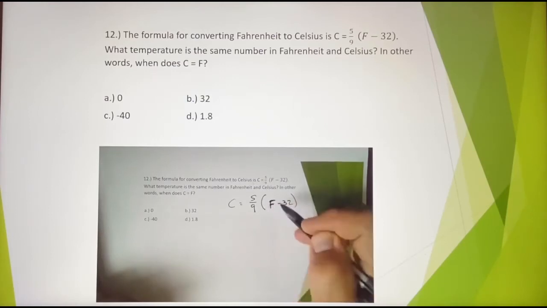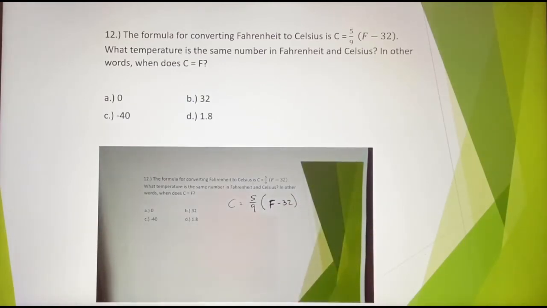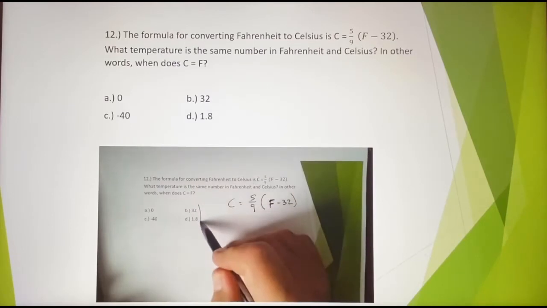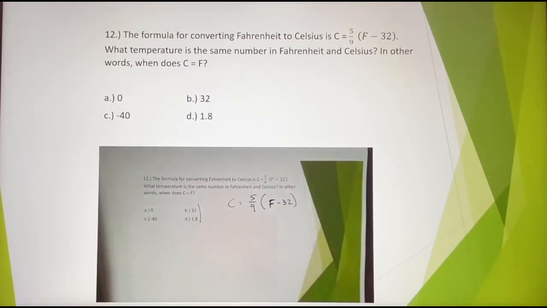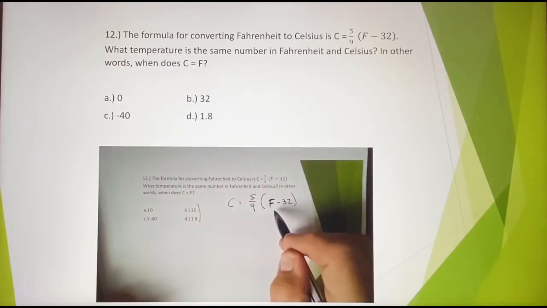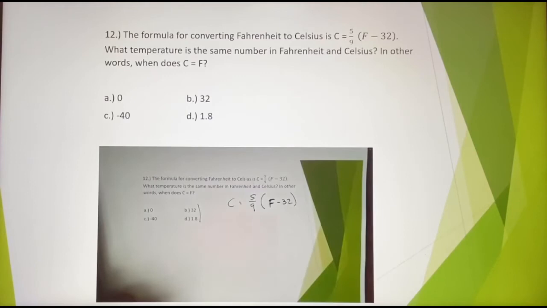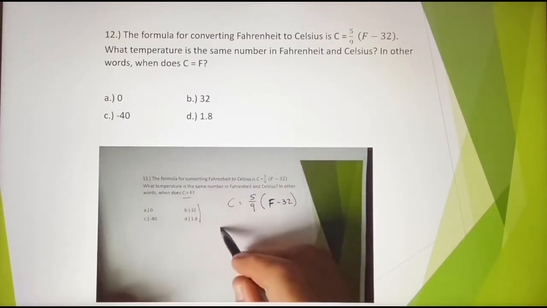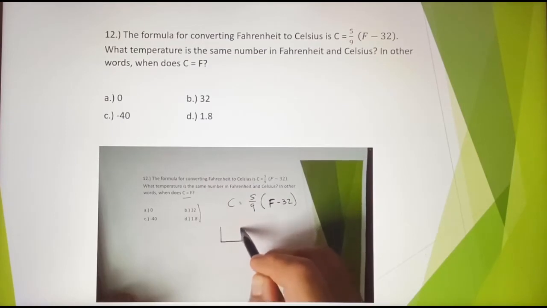And we could do some algebraic manipulation of it and try and set them up equally to each other. But in this case, because you're given four possible answers there, I think it's best to just go ahead and plug those answers in to the formula to see which one actually equals Fahrenheit equals Celsius.